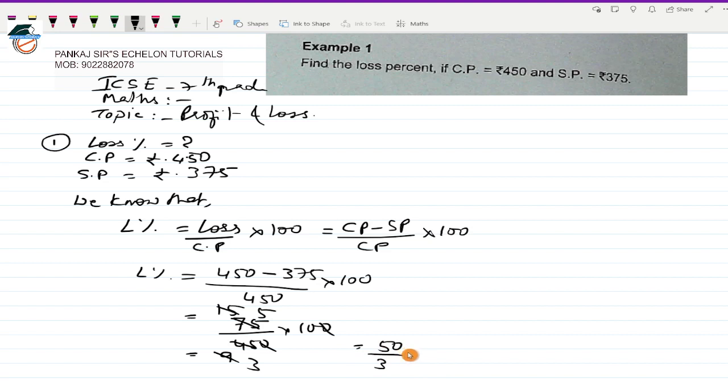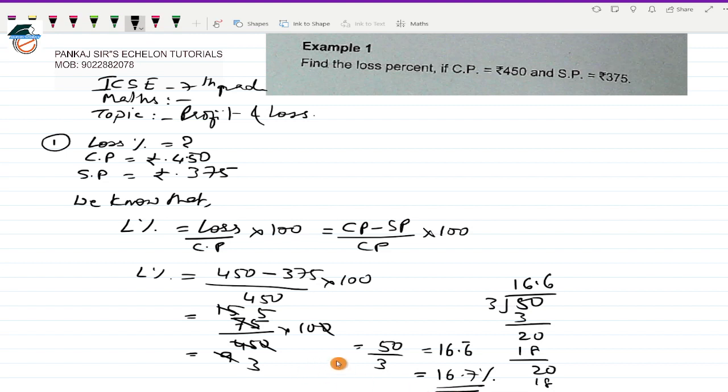Now 50 divided by 3 gives 16.666, it's a recurring one. So the answer will be 16.7 percent. The loss percentage for this particular question is 16.7 percent. So that was example number 1 for today.